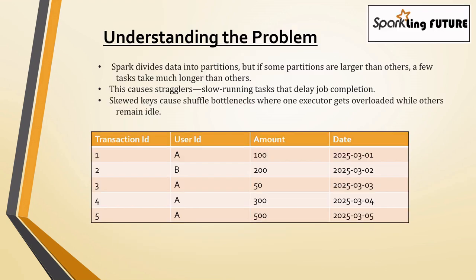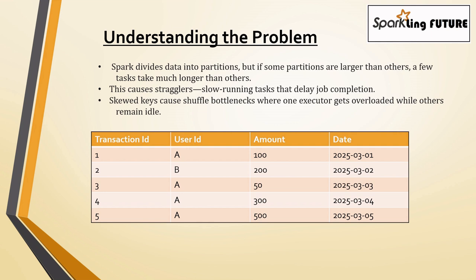Thank you. Friends, in today's video, we will discuss how skewed data distribution happens in Spark. Skewed data distribution occurs when some partitions of the data are significantly larger than the others.